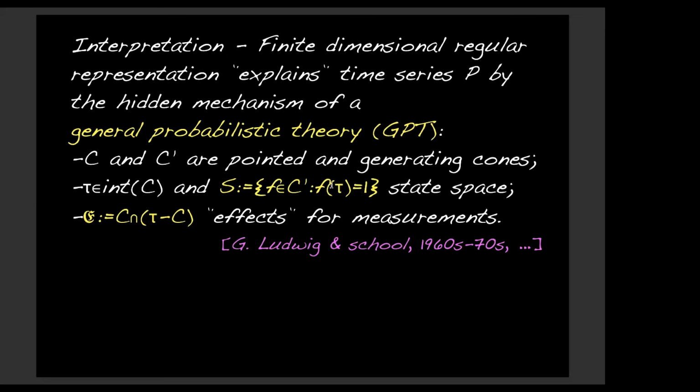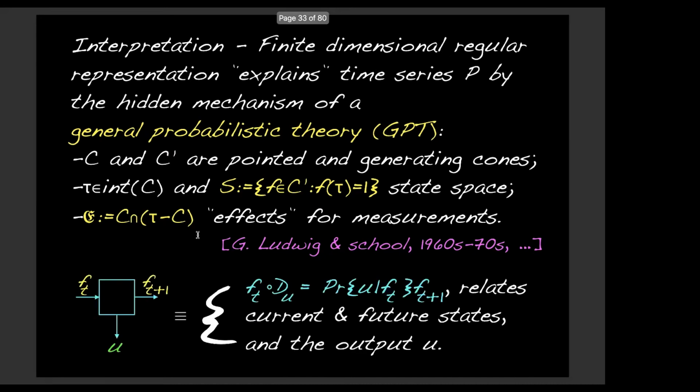This is, trace of omega is one. This is the state space. And the effects, so to build the measurements, you look at the intersection of C with tau minus C. So it's a cone and you intersect it with the opposite one. This is what you need to describe effects. That's the kind of language and formalism that was initiated by Ludwig among others and Mackey in the 60s. And by now in foundations of quantum mechanics, it's still a very active and popular topic. People try to come up with different GPTs that have features markedly different from quantum mechanics.